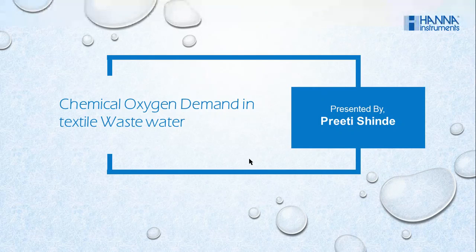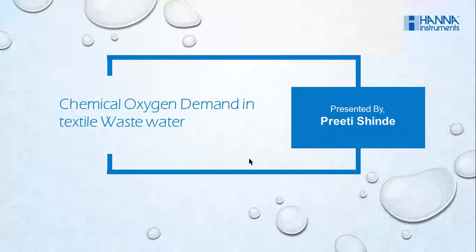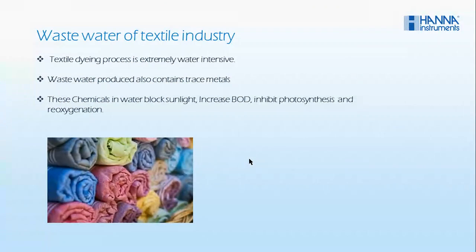So today we are going to have a look at the chemical oxygen demand in textile wastewater. The textile industry is a major source of wastewater. Wastewater is a major environmental issue for the textile industry. Their disposal is always a matter of great concern since they are considered quite a dangerous source of environmental pollution.